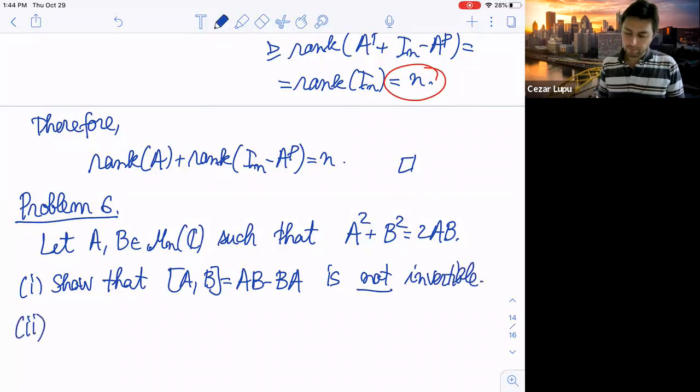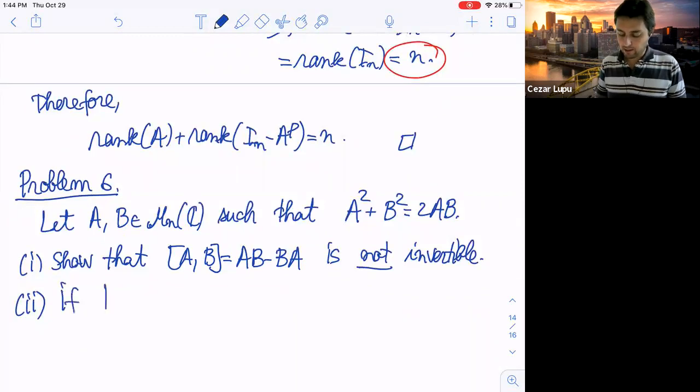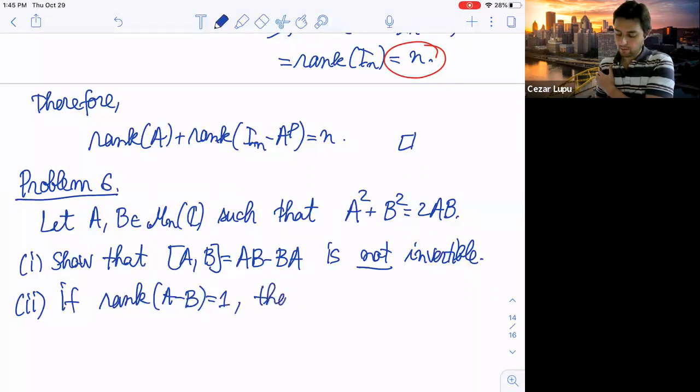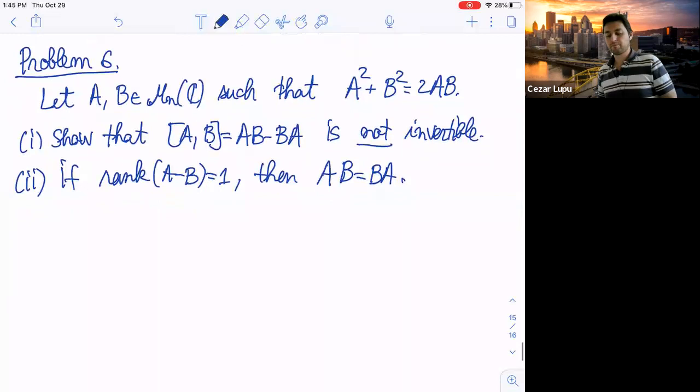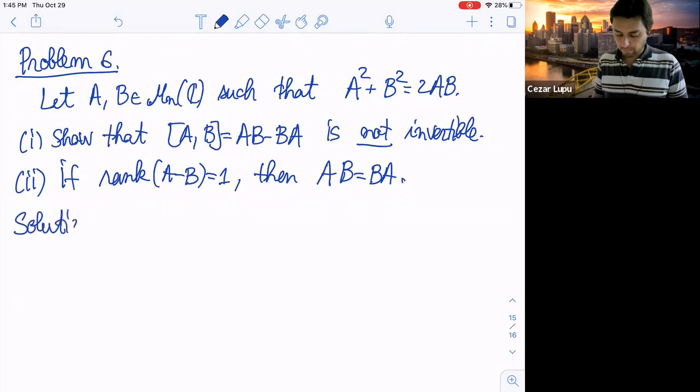And the second one, if the rank of A minus B is 1, then AB is the same as BA. So let's look at this problem. And now, this problem is a bit tricky. It's a tricky problem where there are two ways of doing this.